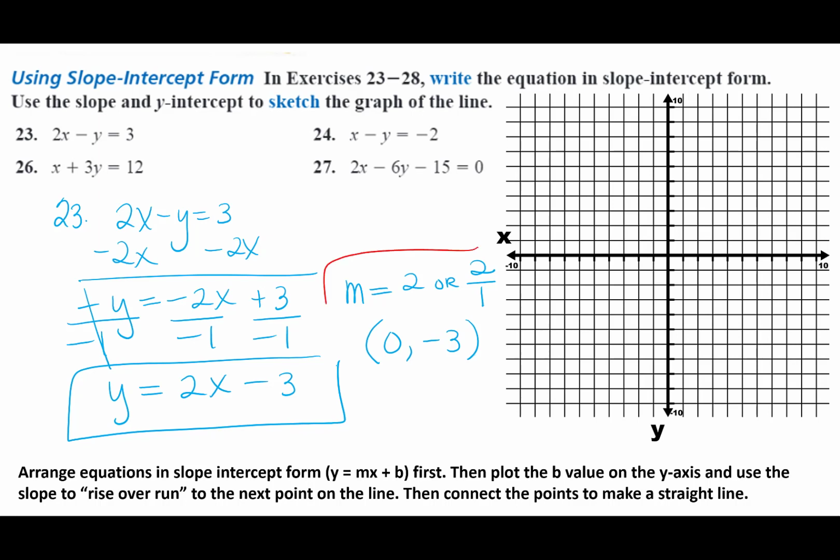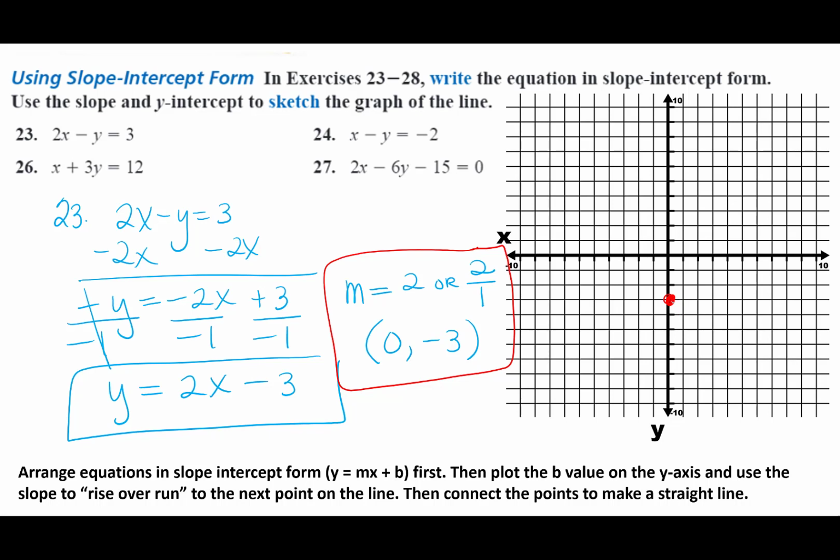And once you have these two pieces of information, it's actually really easy to put this on the graph, to put this on the coordinate grid. You're going to first find the y-intercept on the vertical y-axis, and you're going to put a dot right at negative 3. And then from that point, you're going to use the slope in the rise over run format to find your next ordered pair and then your next ordered pair.